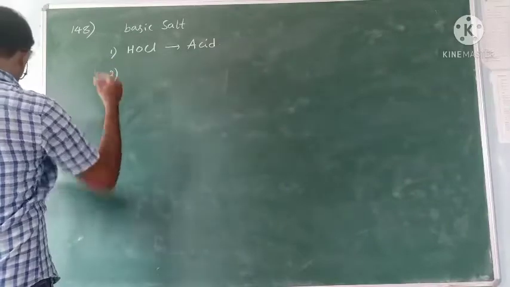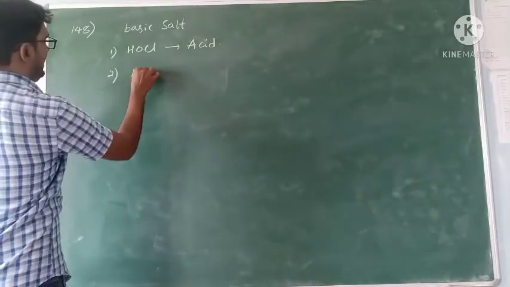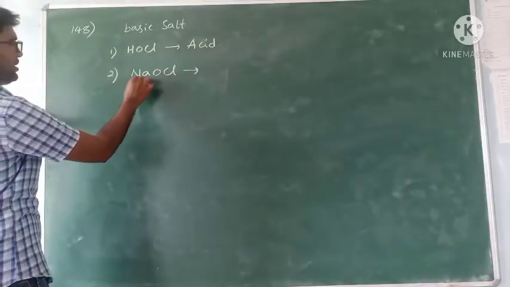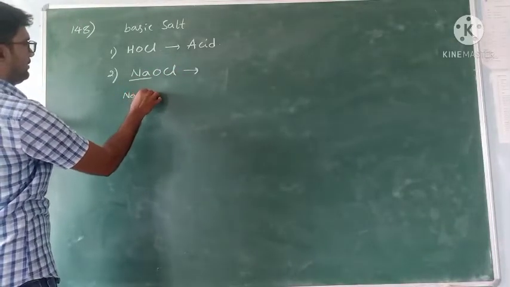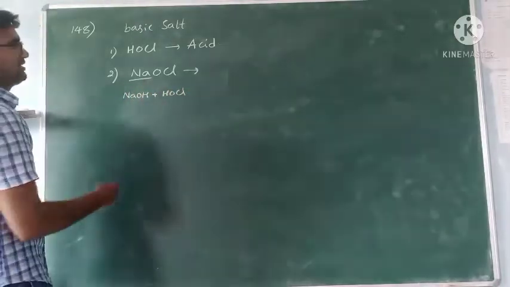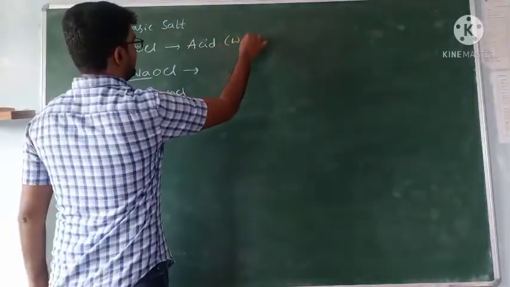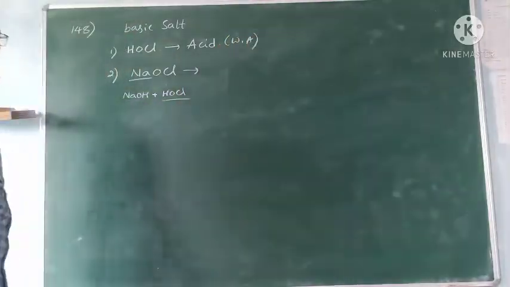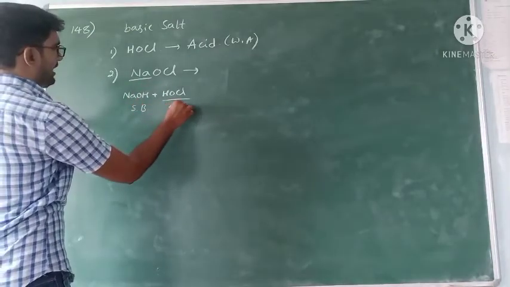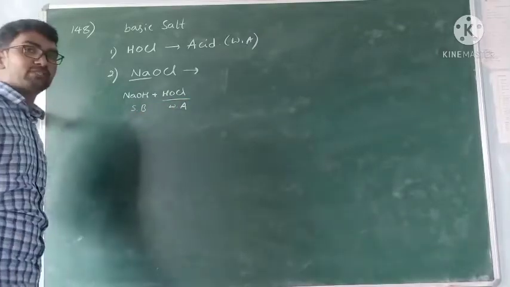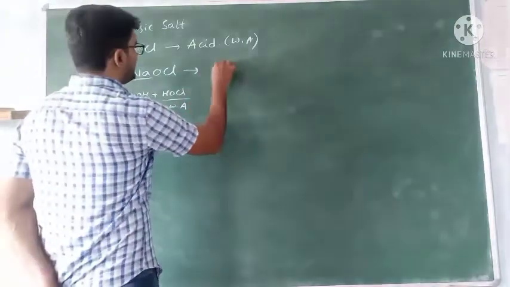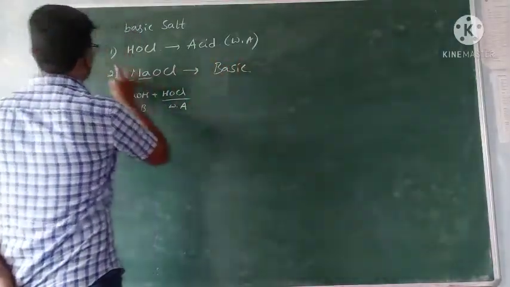Second one, NaOCl. How is it formed? NaOCl is formed by the combination of NaOH plus HOCl. HOCl is an acid, but what type of acid? It is a weak acid. So it is a salt of strong base and weak acid. Strong base and weak acid means what is the nature of this salt? The nature of this salt is basic. So this is the answer.